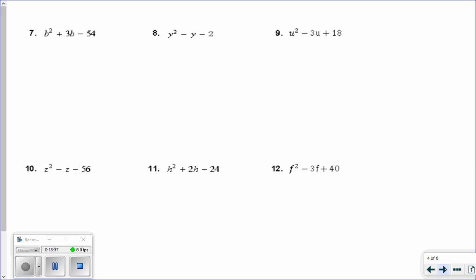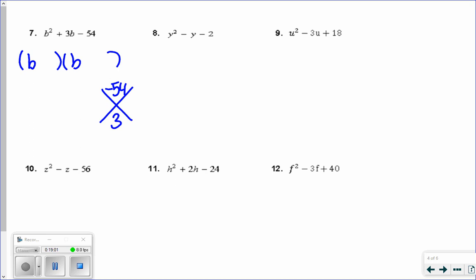All right, let's try number 7. So on number 7, we've got b squared plus 3b minus 54. We'll start it off. I know it's b squared at the beginning. Oh no, it's just a b and a b. I'm trying to find the second part of those binomials, and I'll play the same game. I'll say, hey, what are two factors of 54 that combine to 3?